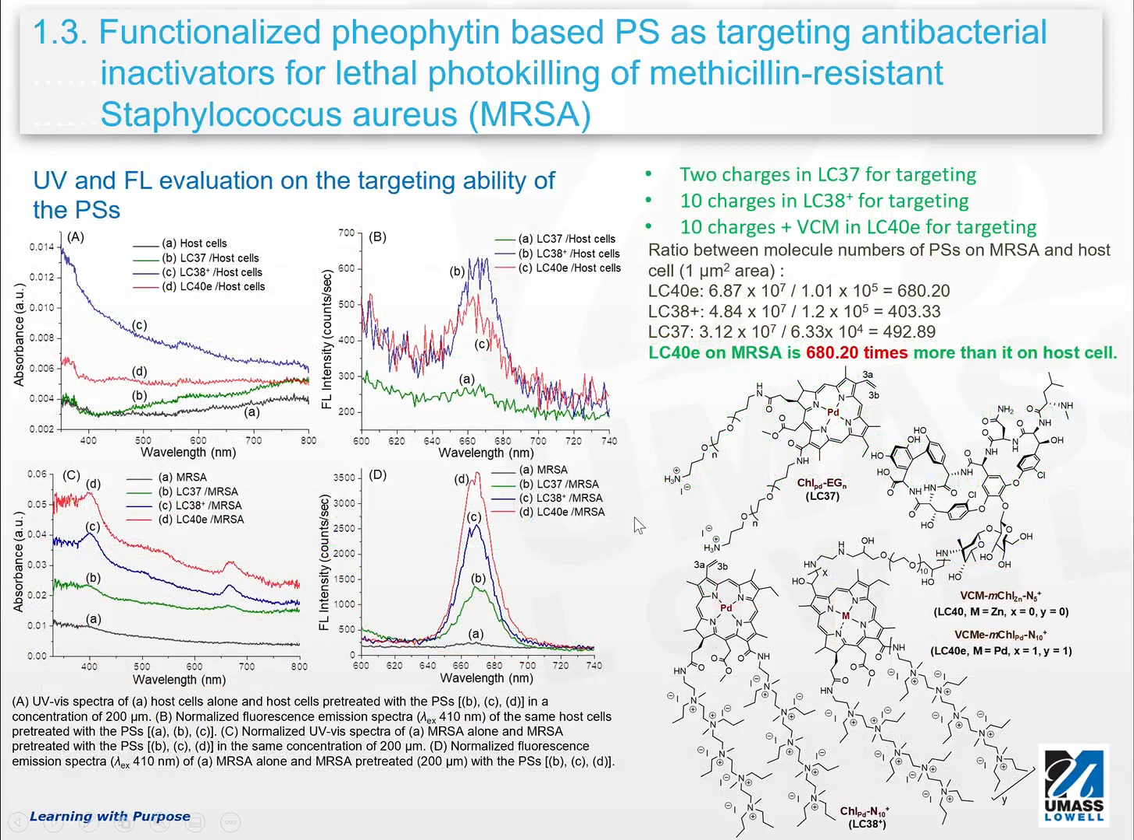Based on this efficient killing ability, we then tried to figure out their targeting ability on both the host cell and the MRSA cell. First, we used the UV-Vis and fluorescence spectrometer as one of our tools to test their ability on both human host cell and MRSA cell. For the human host cell in the UV-Vis spectrometer, we compared these three drugs, and we see no obvious peak can be observed for the human host cell.